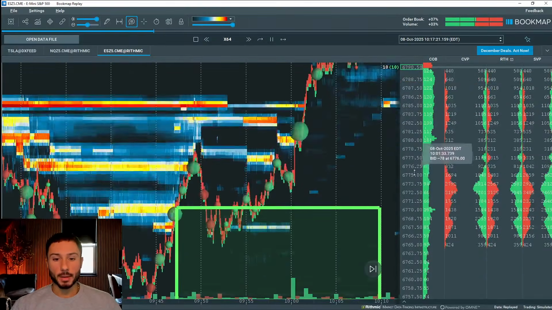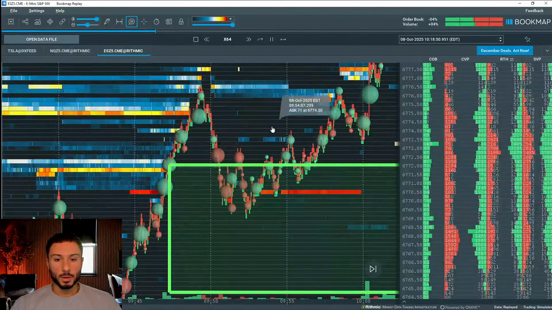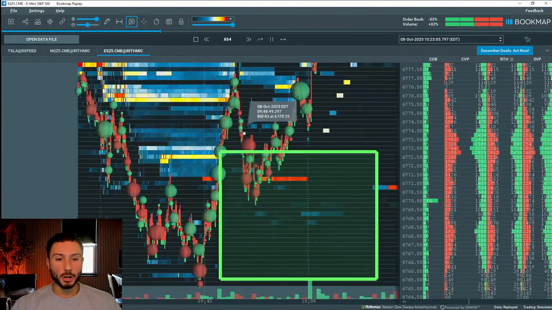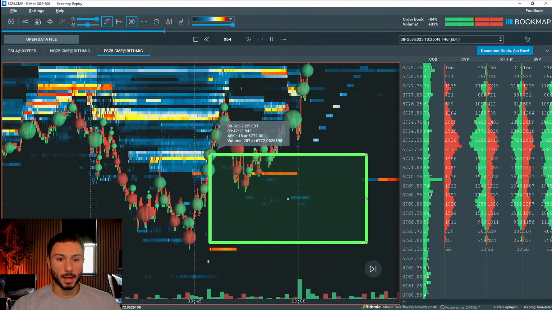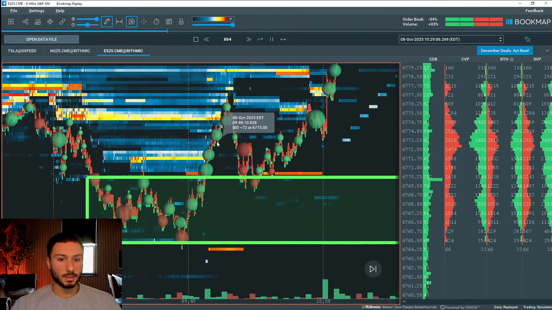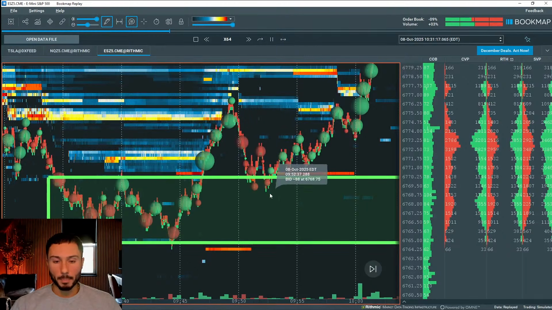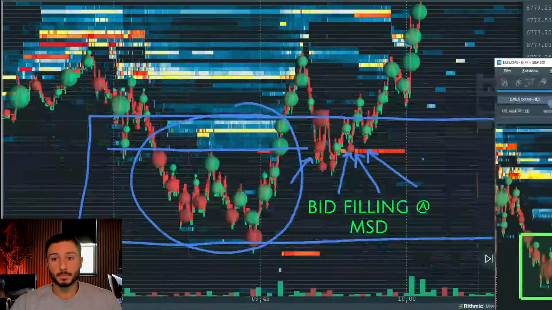aspect of the strategy. I mean, if you zoom in, the bid fills, pulls back, low volume node, market structure demand, right? Even if I were just to mark this market structure demand as something like this, it's just a perfect bounce into it that offers the best risk to reward ratio.